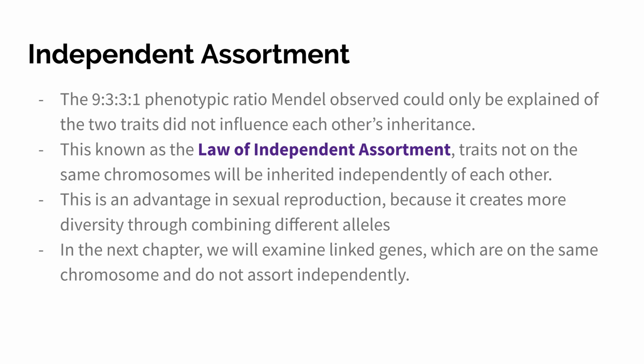This is actually a big advantage for us in sexual reproduction, because it means that different alleles are constantly being recombined with each other. So we can see more variation, more combinations and possibilities, which improves a species' and a population's chances of survival in the case of a crisis.